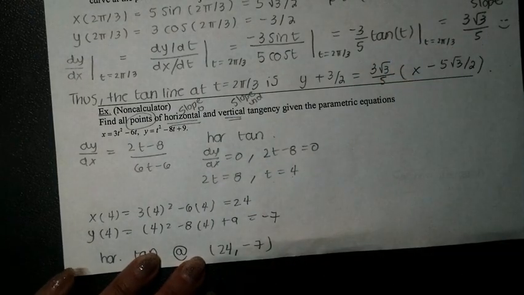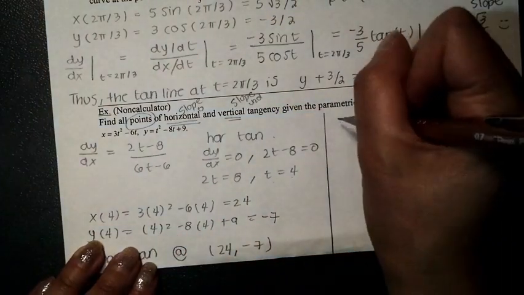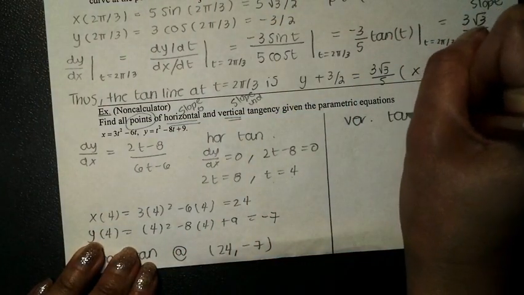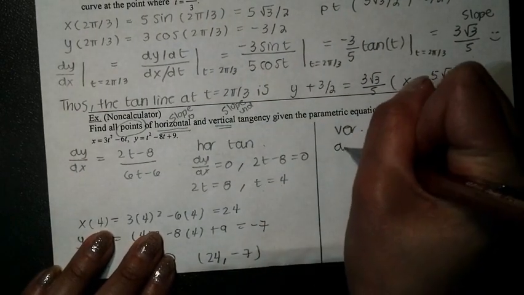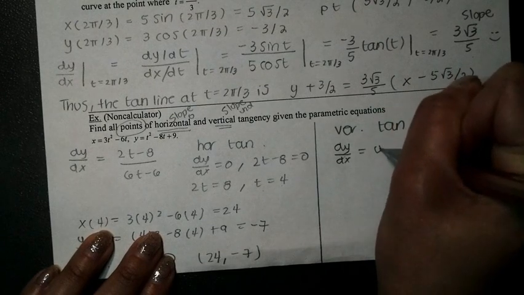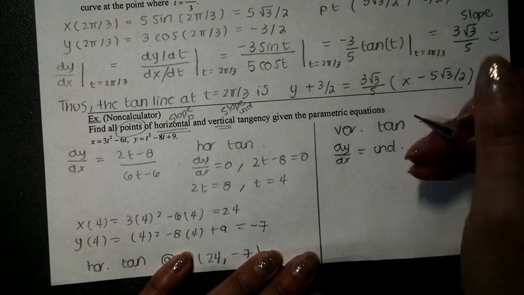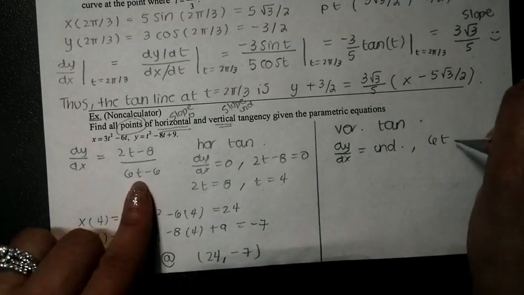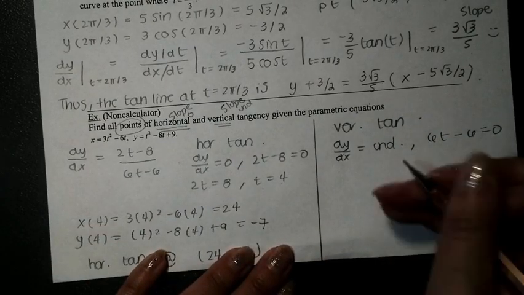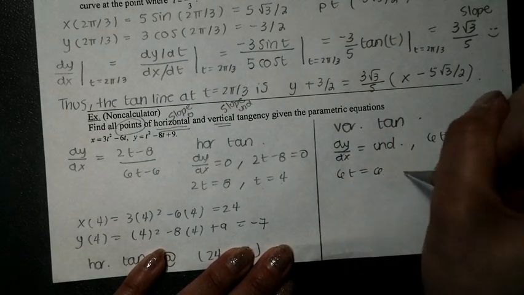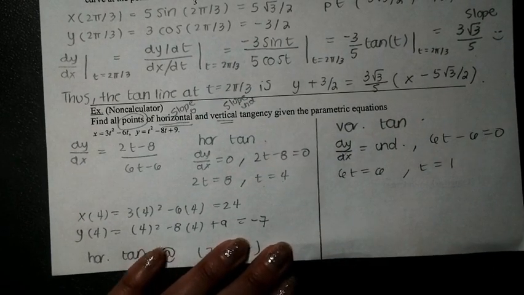Now, let me separate so you don't confuse vertical tangency. So when do we have vertical tangency? For vertical tangency, we know that dy/dx must be undefined. Do you agree with that? When that's undefined, it's when the denominator is equal to 0. If the denominator is equal to 0, then 6t minus 6 is equal to 0. So when you solve that, 6t is equal to 6, therefore t is equal to the beautiful number 1.